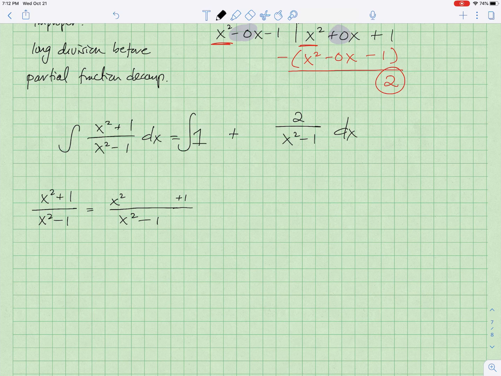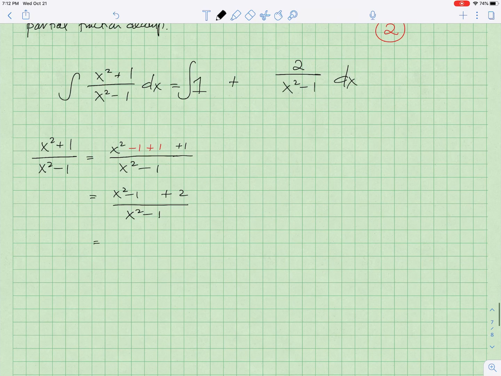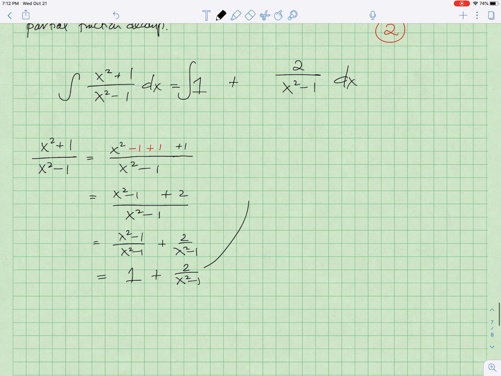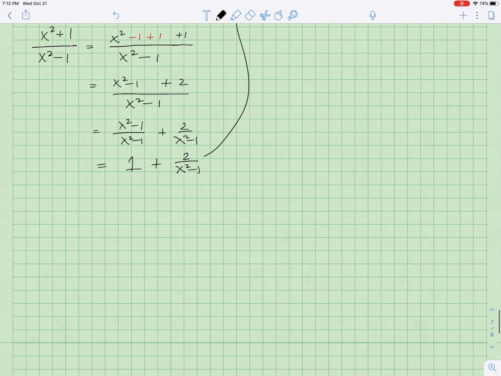What did I do there? I pushed the 1 off to the side. Boom. And that's called being clever. Yoink! Nailed it. Anyway, back to the decomposition and the integral.